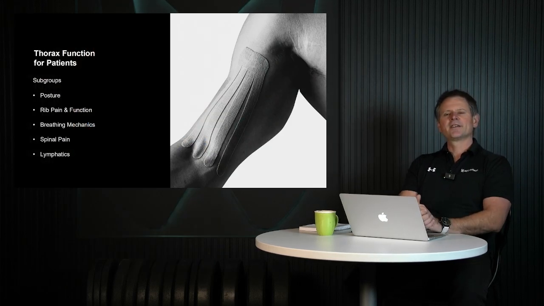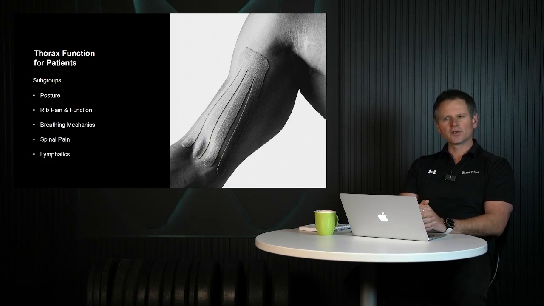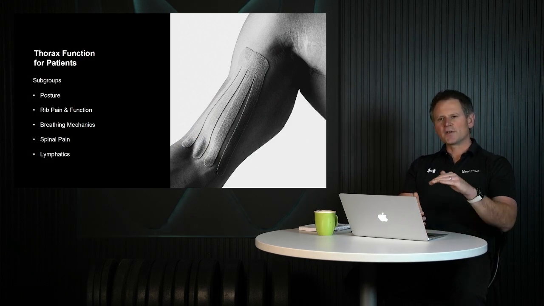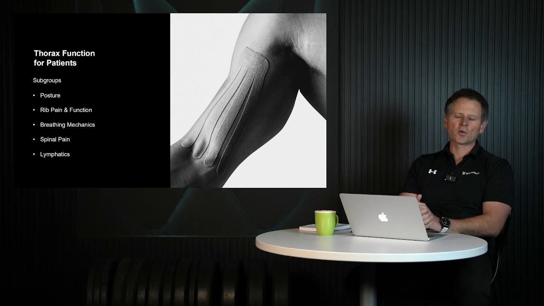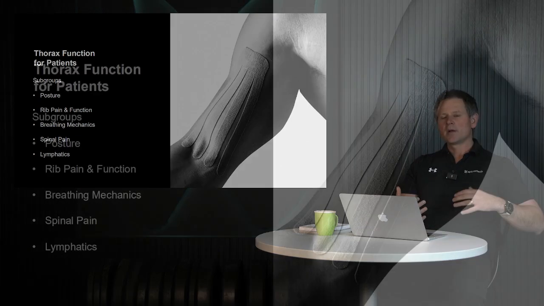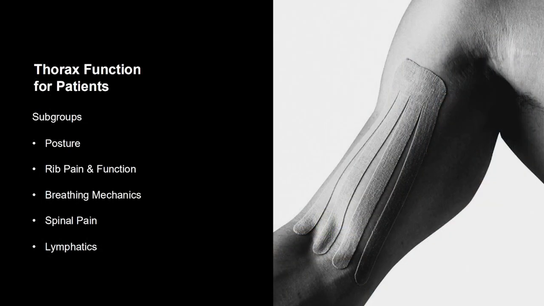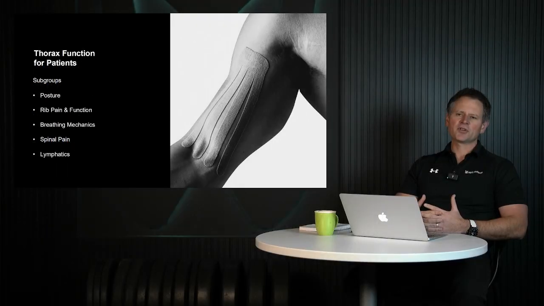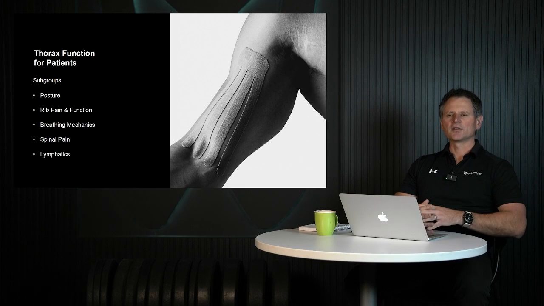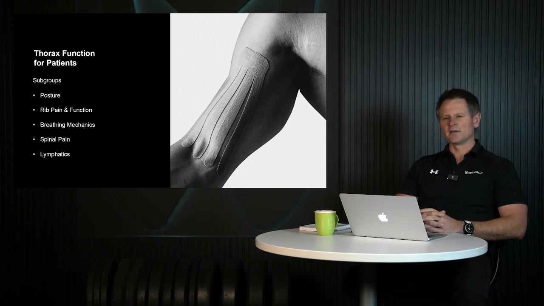All right, well, that concludes our dive into our thorax patients. We covered posture, we looked at the ribs, the breathing mechanics, how posture affects pain, and also how fluid, in terms of lymphatic system but also blood and inflammation, all those things can have an effect on pain, and we can help the drainage through the thorax as well.